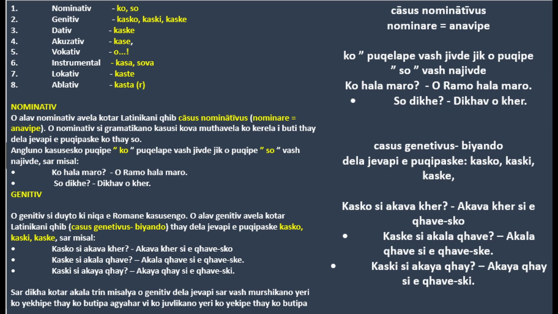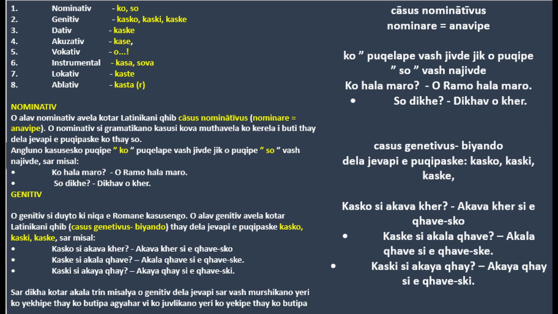Kask si akala kuhave. Akala kuhave ceqhav-esk. Whose boys are these? These boys belong to the boy. Kaski si akaya kuhe. Akaya kuhe ceqhaveski. Whose girl is this? This girl belongs to the girl.